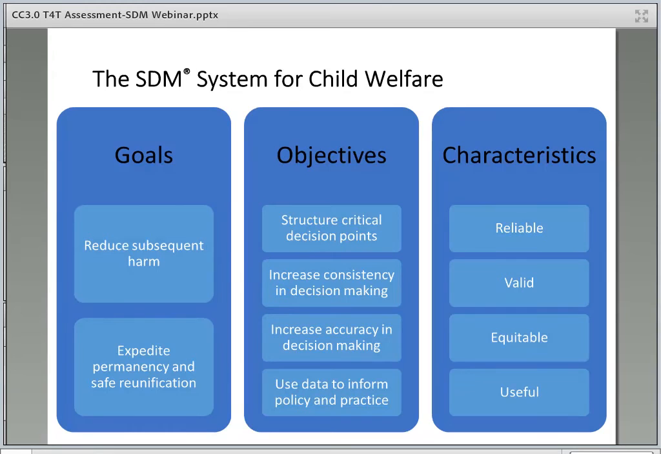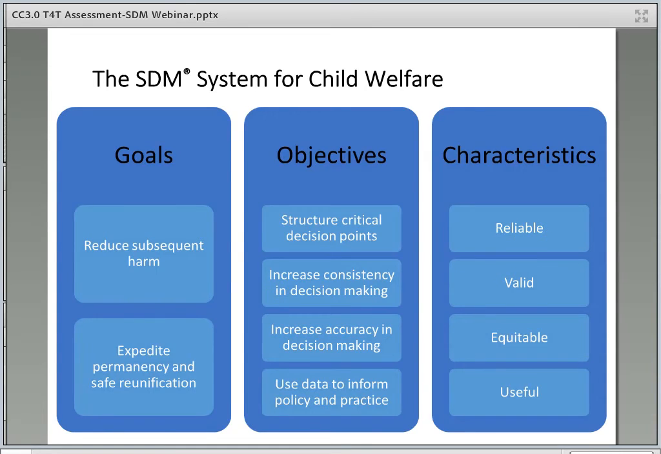So now let's move to the structured decision-making system. The structured decision-making system was designed to identify the key decisions in child welfare practice and then create evidence-based assessment tools that can help make those decisions accurately and consistently across even large counties and states. The SDM system is set up to bring the best of research to the important decisions of child welfare.